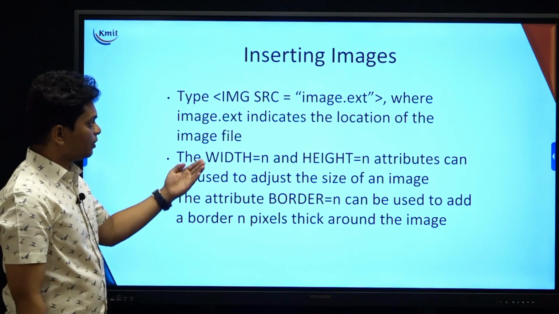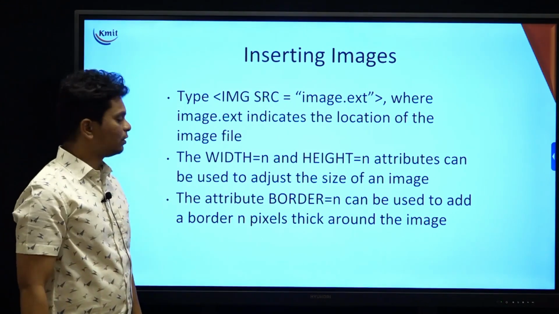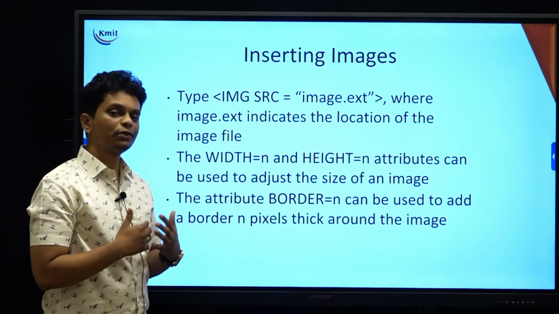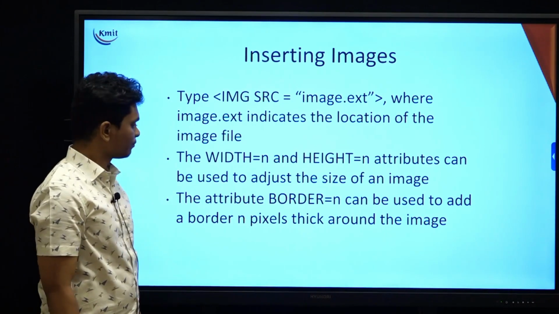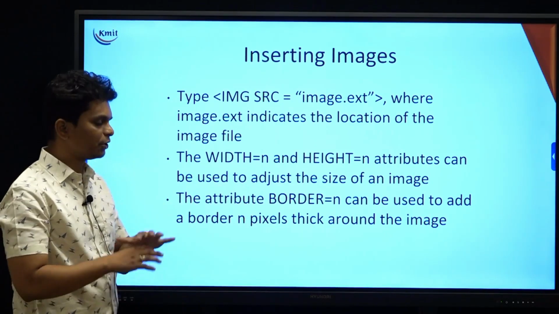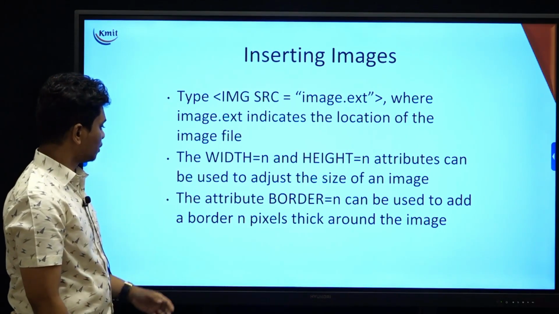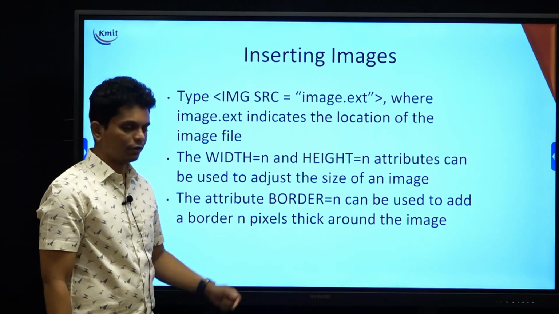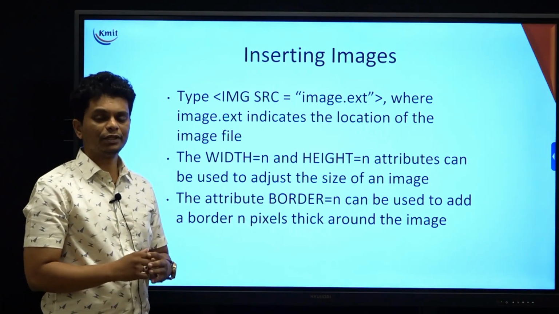Then in conventional HTML we can also determine the width and height of the image. So, we have width and height attributes that can determine the size of the image, and also we have an attribute called border which can be used to add a border in pixels to the image.